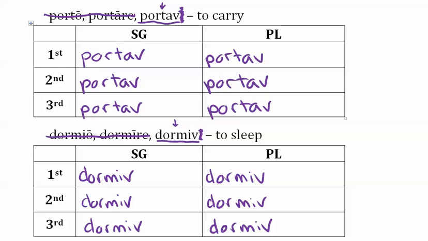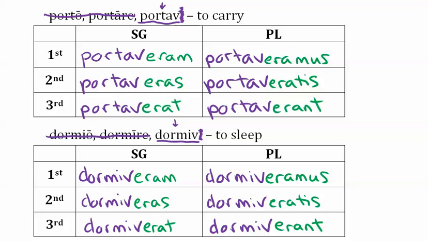Here we are back at our charts, and I'm just going to add those eram, eras, erat endings, and we'll have the pluperfect tense. Here we have the pluperfect tense, and it sounds like this. Portaveram, portaveras, portaverat. In the plural, we have dormiveramus, dormiveratis, dormiverant.